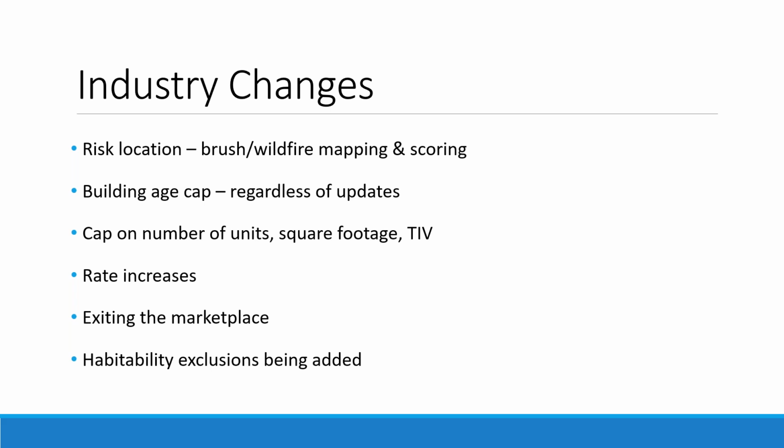I've seen some carriers decide that they're no longer going to write apartments, so they've exited the marketplace, or especially here in California, I've seen habitability exclusions added on. Those losses, especially in California, can be pretty detrimental. So you'll see that probably if you get a non-admitted quote. There's most likely, especially in California, going to be a habitability exclusion included on the quote. But that's not all markets, just some of the things I've been seeing.